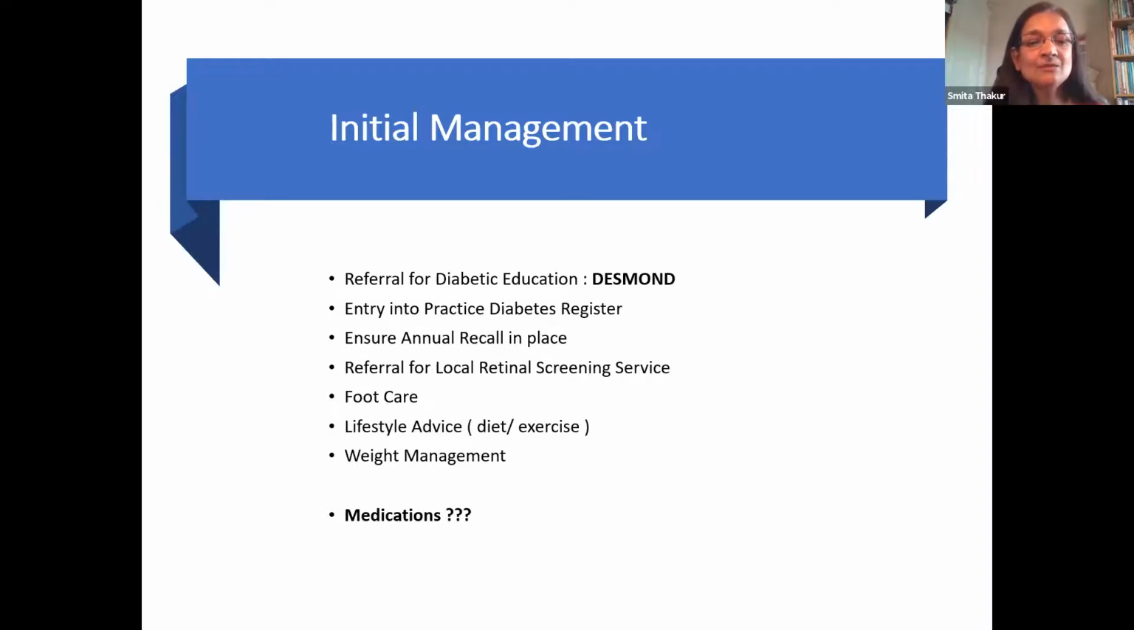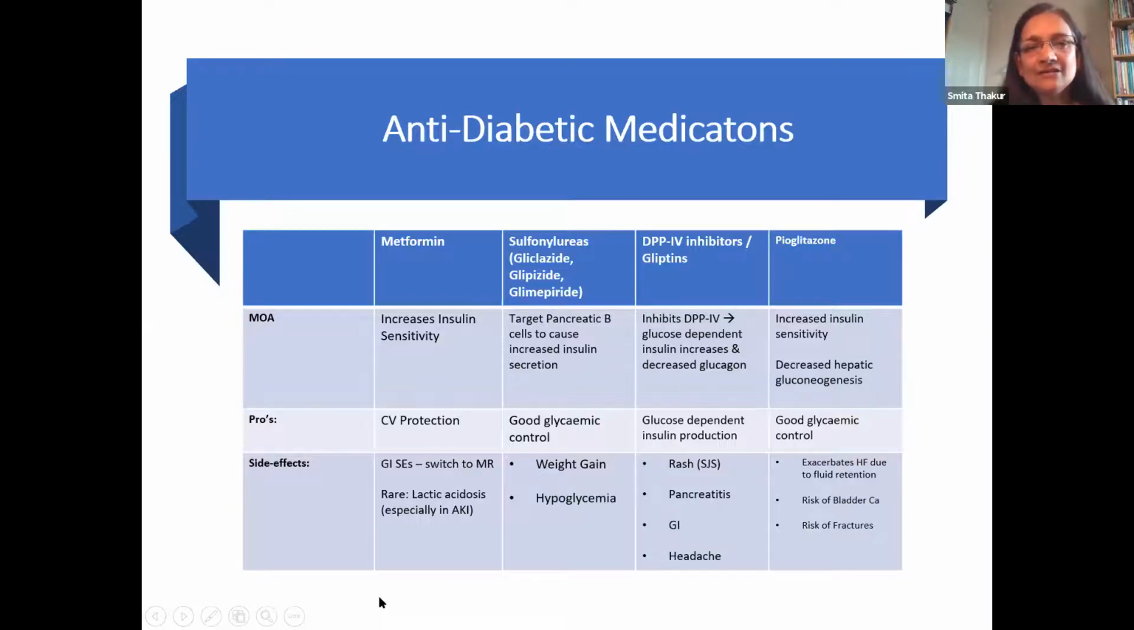Dr. Raj will be talking in detail about diabetes and weight management, so I'll leave it to him. Medications, we know what he is to have. So coming to this slide, anti-diabetic medications: we have metformin, sulfonylureas, DPP4 inhibitors, and pioglitazone. Mechanism of action: both metformin and pioglitazone act by increasing insulin sensitivity. Sulfonylureas target the beta cells to cause increased insulin secretion. DPP4 inhibitors inhibit DPP4, which increases glucose-dependent insulin and decreases glucagon. Metformin has cardiovascular protection. Sulfonylureas and pioglitazone have good glycemic control. And DPP4 inhibitors give glucose-dependent insulin production.